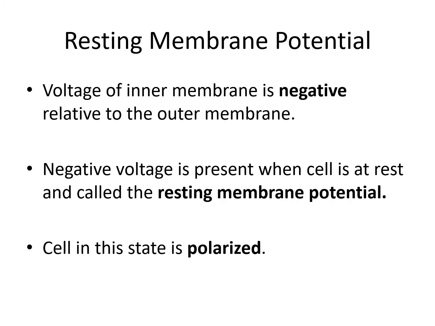Now, you learned that the inner membrane is negative relative to the outside of the membrane at the resting membrane potential. So the voltage of the inner membrane is negative relative to the outside of the membrane, and this occurs at the resting membrane potential. Since it's negative on the inside and positive on the outside, we say the cell in this state is polarized.